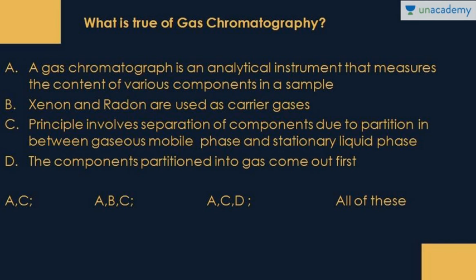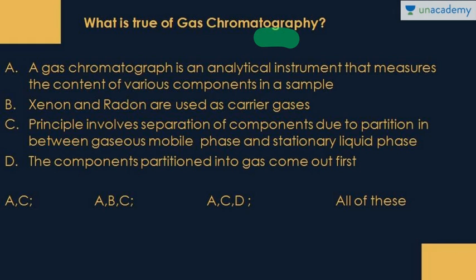Next, what is true of gas chromatography? A. A gas chromatograph is an analytical instrument that measures the content of various components in a sample. B. Xenon and radon are used as the carrier gases. C. The principle involves separation of components due to partition between the gaseous mobile phase and the stationary liquid phase. D. The component partitioned into gas comes out first.